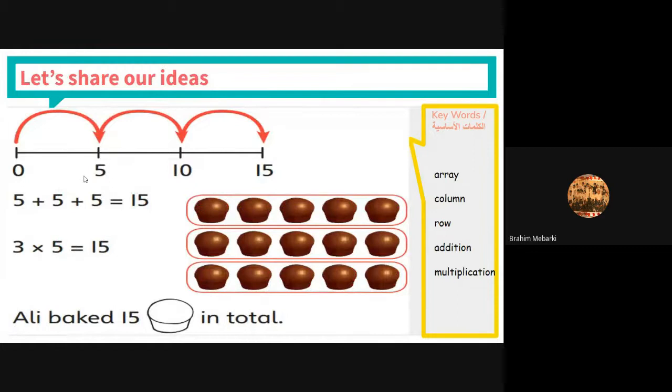Okay, now you can use different ways to show your answer. You can use a number line. We have three groups of five. What does that mean? It means 5 add 5 equals 15. I can use a number line: 5, 5 more, 10, 5 more, 15. I can use multiplication. 3 times 5, 15. So Ali baked 15 cupcakes in total.